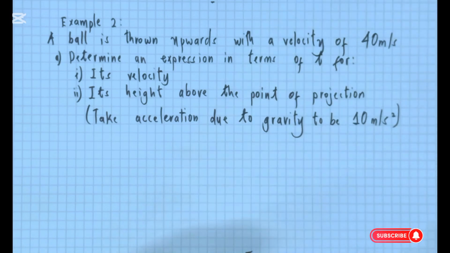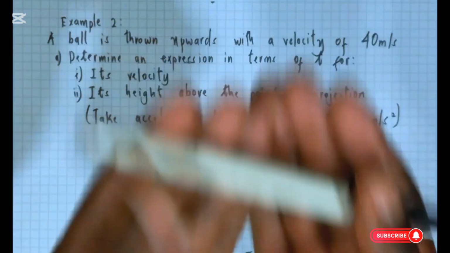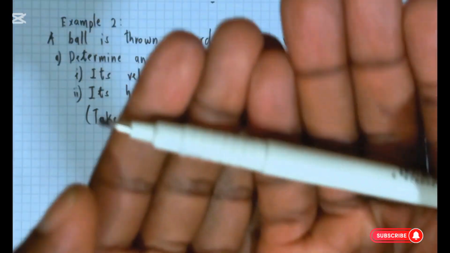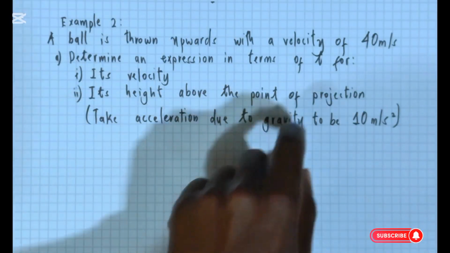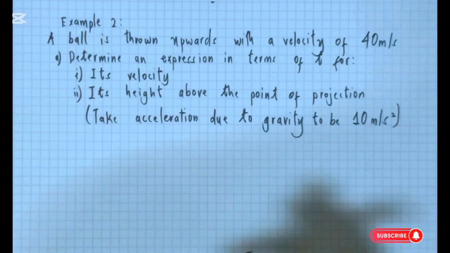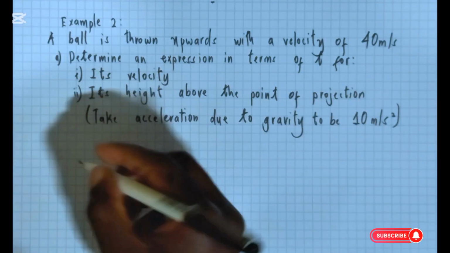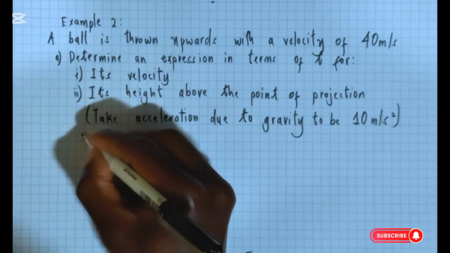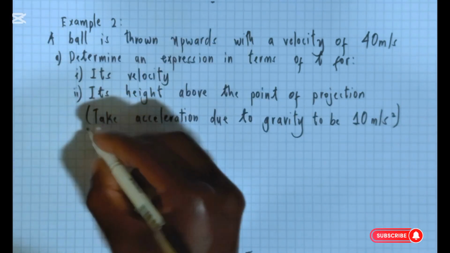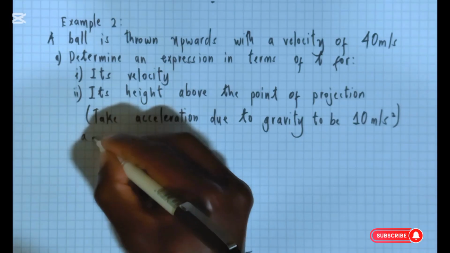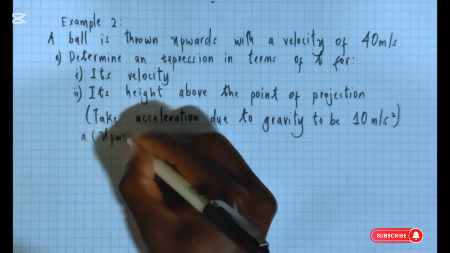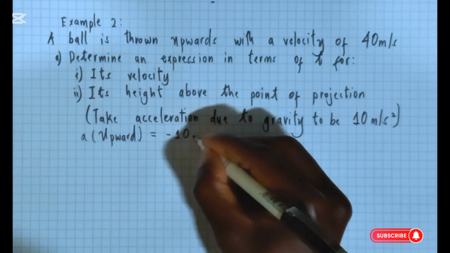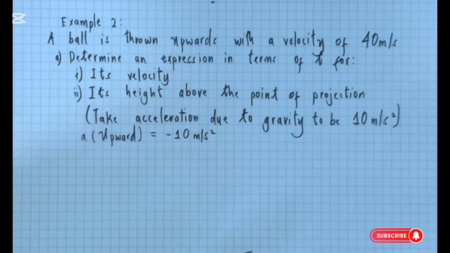Because the ball is being thrown upward, due to the resistance from gravity, the acceleration will be described as a negative number. So basically, our acceleration a, when the ball is thrown upward, will be negative 10 meters per second squared.